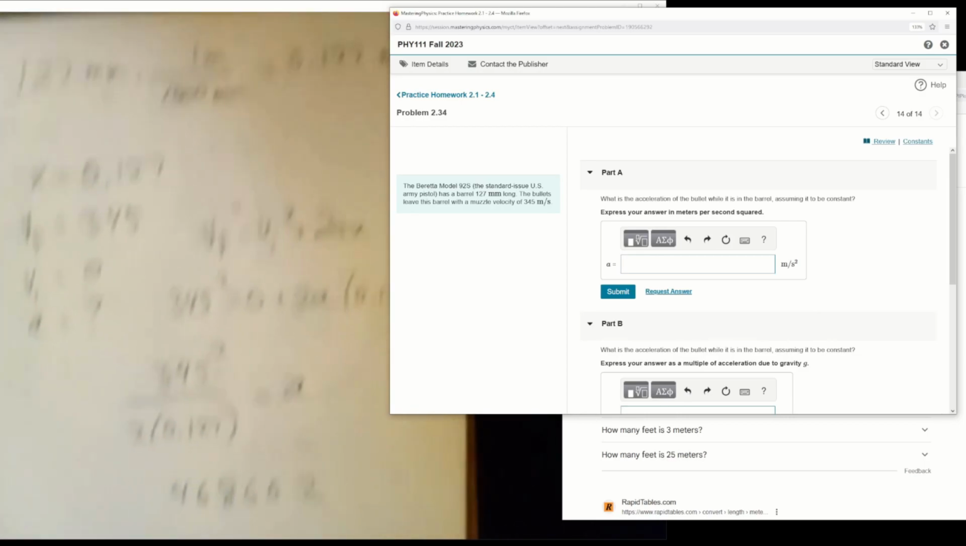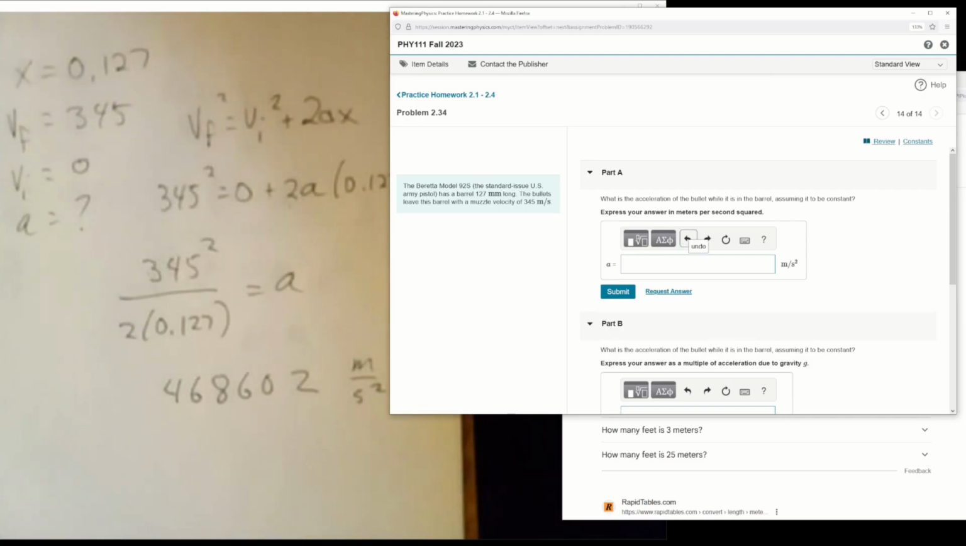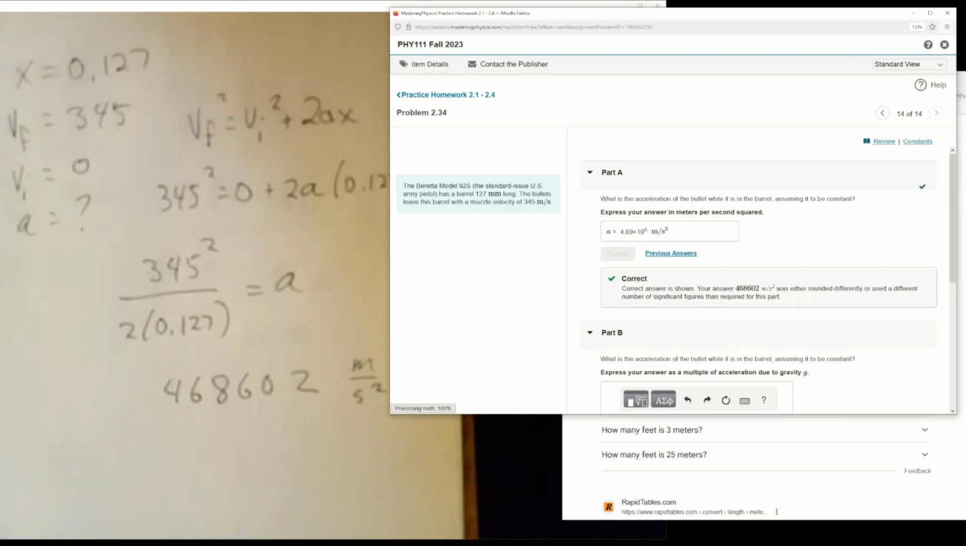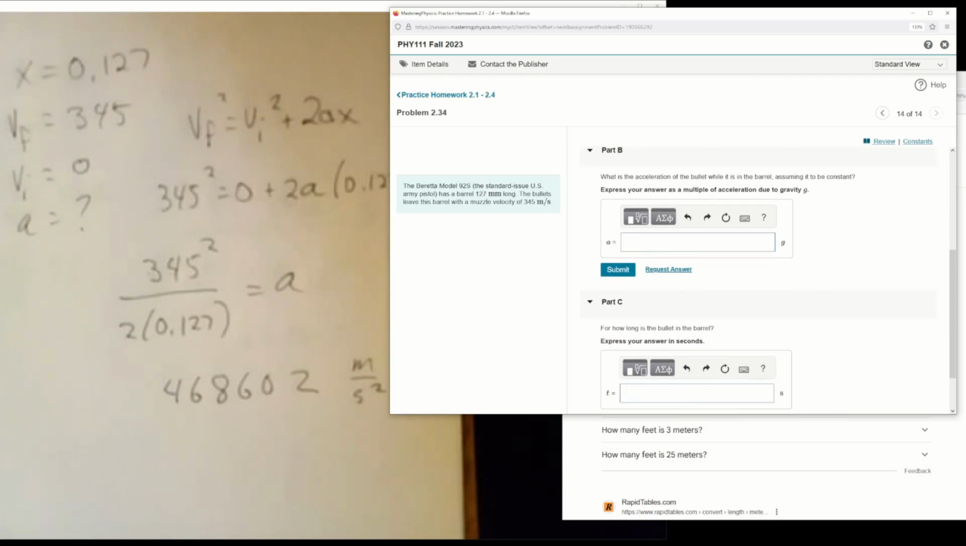So that is a pretty hefty acceleration. And they did put that in scientific notation there. So that's to keep us sig figs. Ultimately, we got 3 here, 3 there. But again, you can just put the full number in. So check out part B.